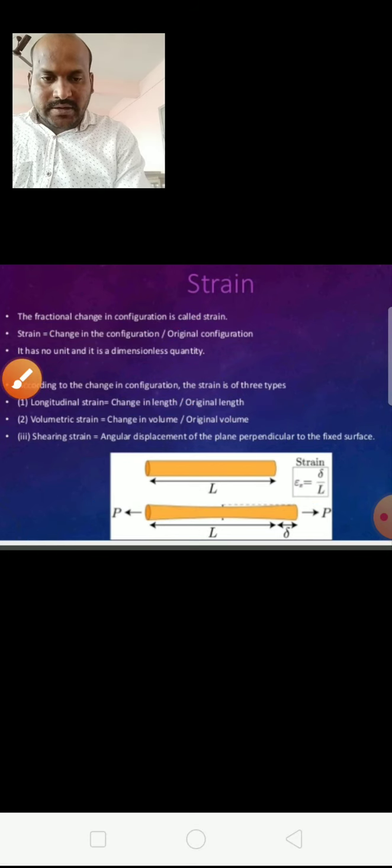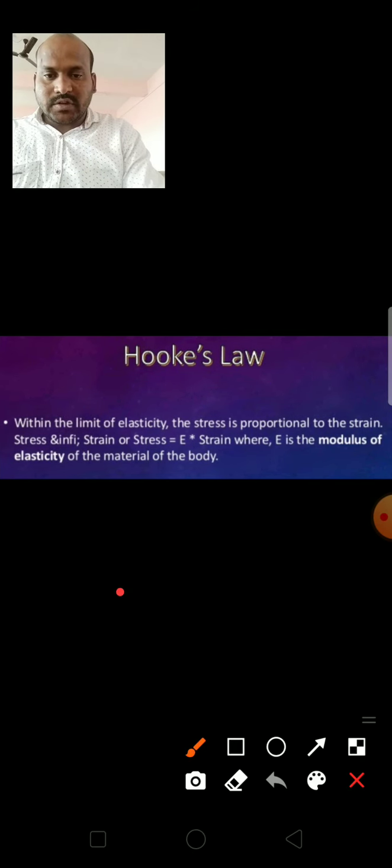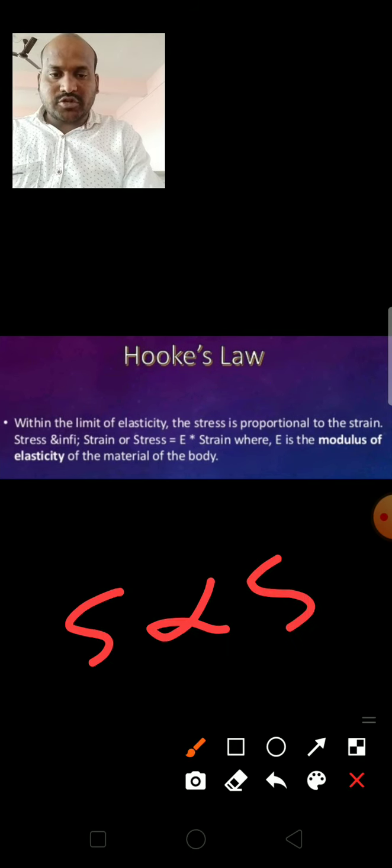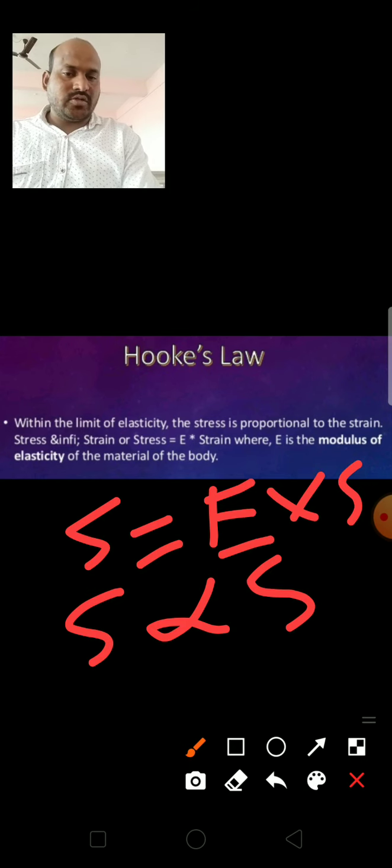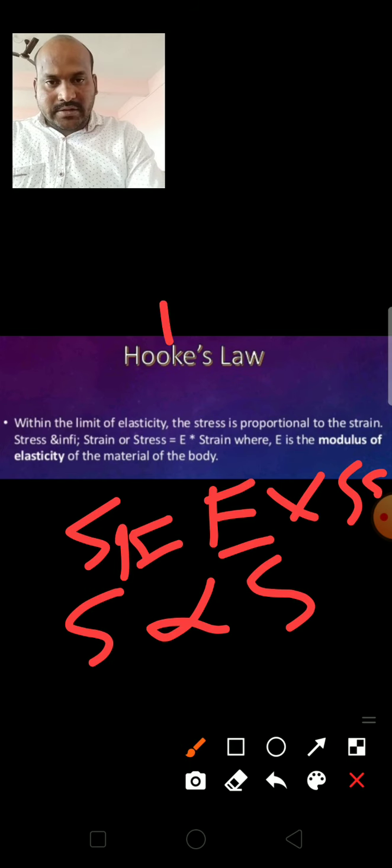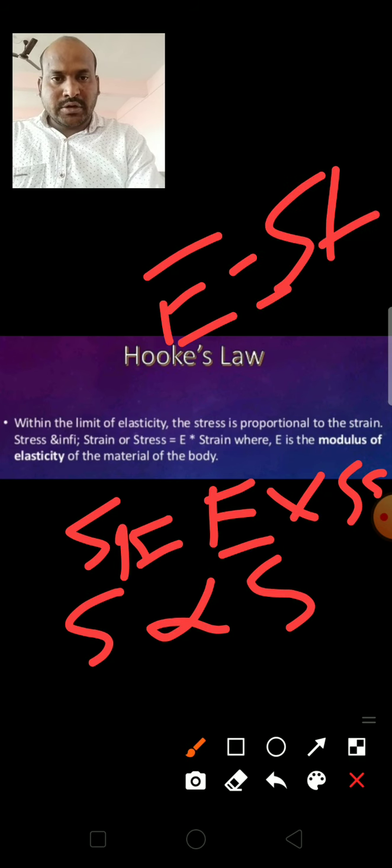Wait one second. Next, Hooke's law. All of you know very well what Hooke's law is. Stress is directly proportional to strain. Stress is equal to the elastic modulus E into strain. Here stress and strain, so E is equal to stress divided by strain.